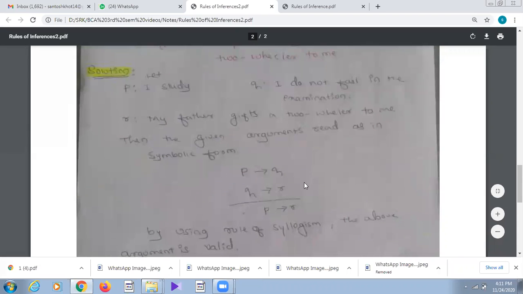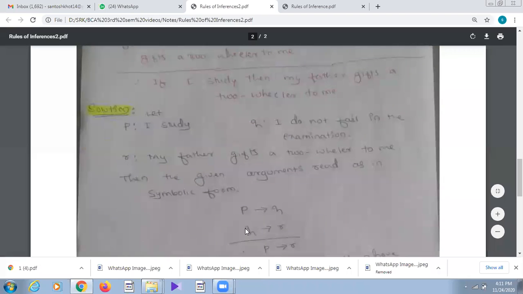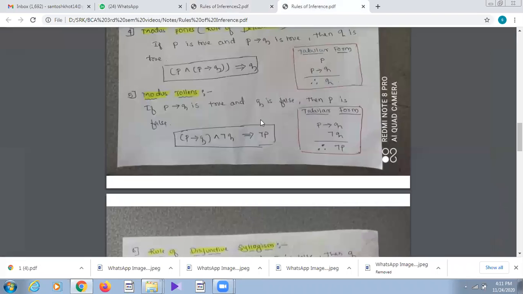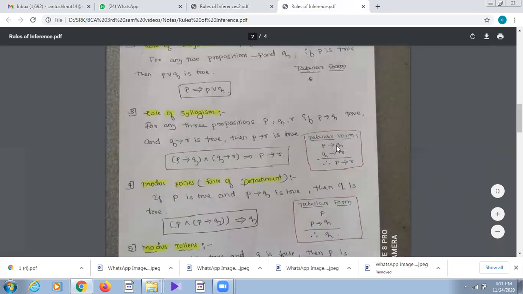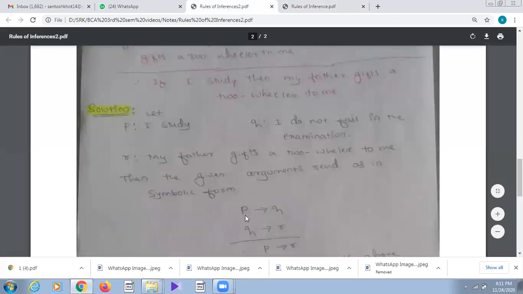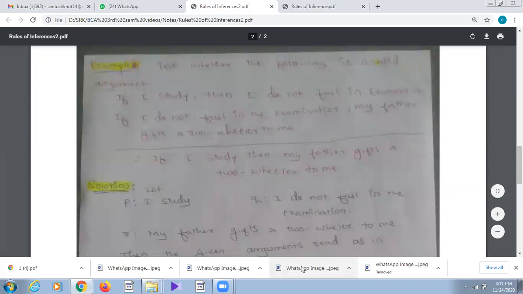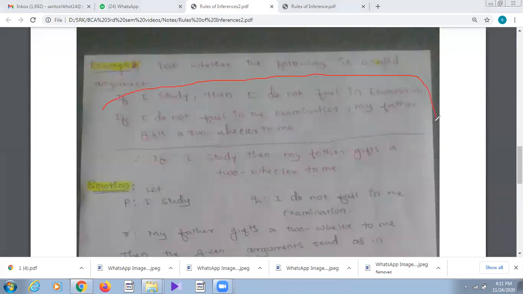So check whether any rule is applying. P then Q, Q then R, therefore P then R. Here, in the rule of syllogism, P then Q, Q then R, the conclusion will be P then R. So we got P then R. The same format is there: P then Q, Q then R, next P then R. So by using the rule of syllogism, we say that this whole argument is valid.